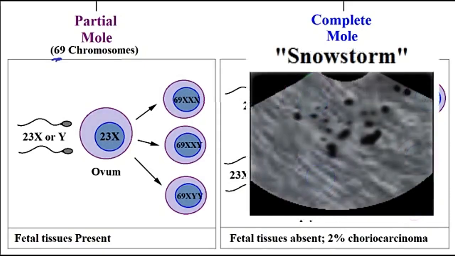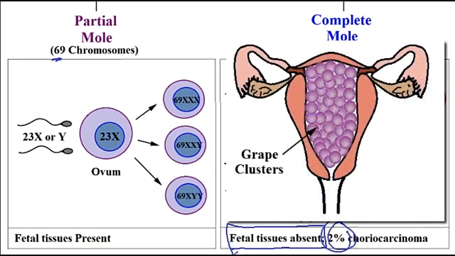And then in terms of the clinical findings, there is a snowstorm appearance on the ultrasound in the absence of any fetal tissues. There is an increased risk of choriocarcinoma, and due to the dilation of the villi, the complete mole has appearance of grape clusters.